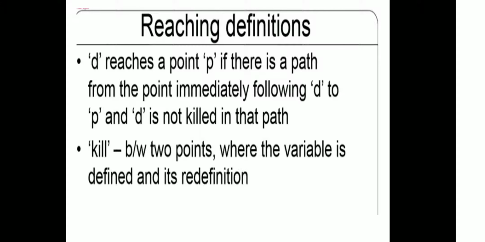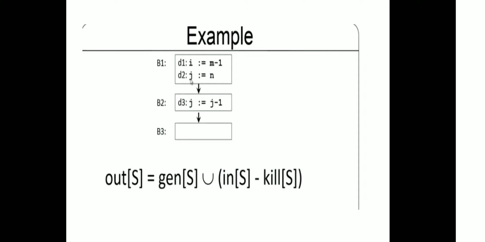Now consider an example. D reaches point P if there is a path from the point immediately following D to P and D does not kill that path. Kill means that between two points, a variable is defined and then redefined, and then we say the particular variable is killed there. Now with the help of this example we are going to understand.